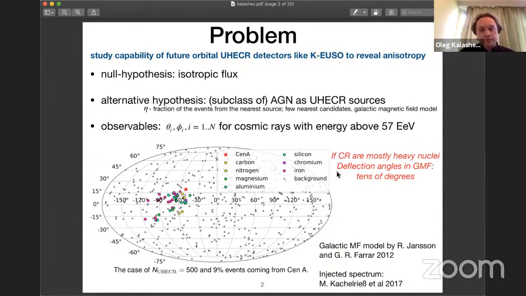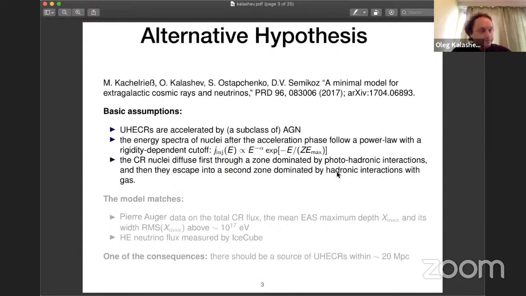Okay, for the null hypothesis, we will use the isotropic flux, and for the alternative hypothesis, we will use a quite promising model which explains both the spectrum and composition of ultra-high energy cosmic rays as measured by Pierre Auger. This particular scenario assumes that ultra-high energy cosmic rays are produced in a subclass of active galactic nuclei. The original energy spectrum is a power law with rigidity-dependent cutoff. The cosmic rays first propagate through the zone dominated by photohadronic interactions, and then through a zone dominated by hadronic interactions with gas. After that, they propagate through extragalactic space, and finally they reach the Earth, but on their way to the Earth, they are also deflected by galactic magnetic fields.